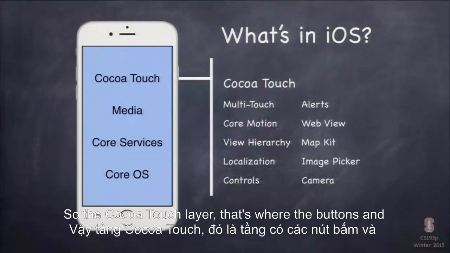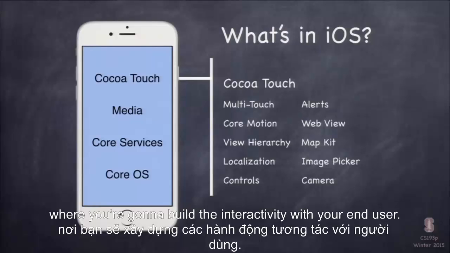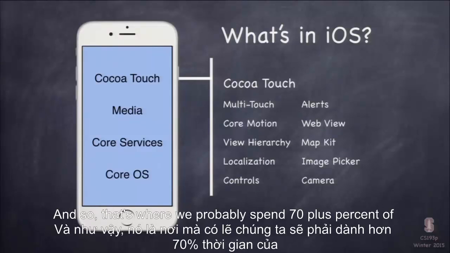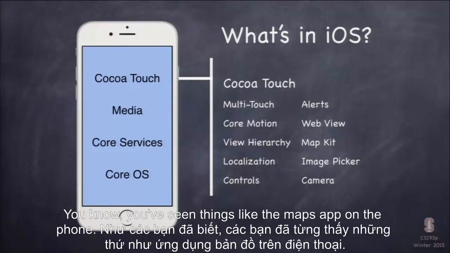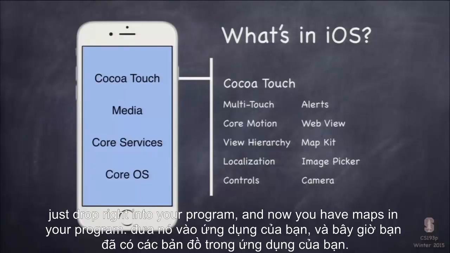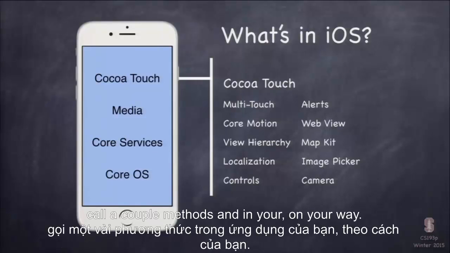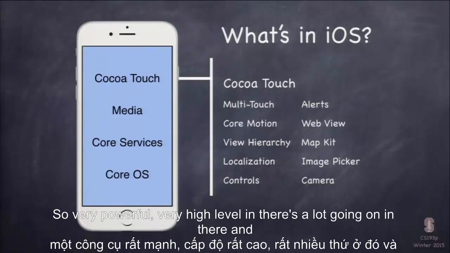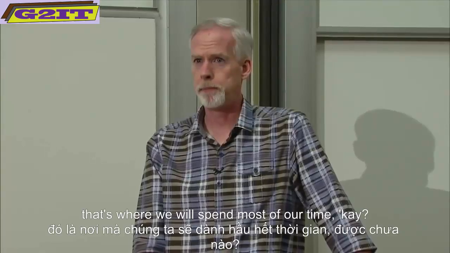So the Cocoa Touch layer, that's where the buttons and sliders and things like that are. This is the layer where you're going to build the interactivity with your end user, and so we probably spend 70+% of our time in the Cocoa Touch layer. And this is a very powerful layer. You've seen things like the Maps app on the phone. There's basically an object that does almost the entire Maps app that you can just drop right into your program. Now you have Maps in your program. Same thing with web browser. If you want to put web browsing in your app, just pop an object in there, call a couple methods, and you're on your way. So it's very powerful, very high level, and there's a lot going on in there, and that's where we'll spend most of our time. Okay?